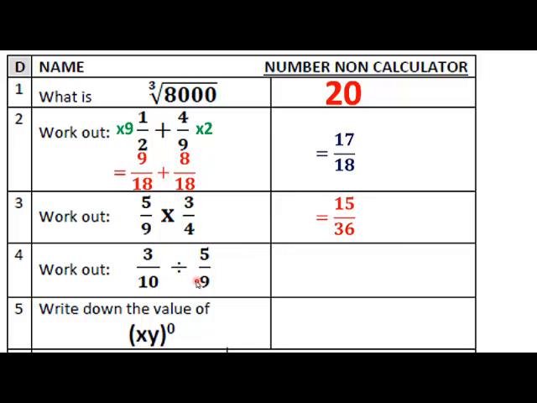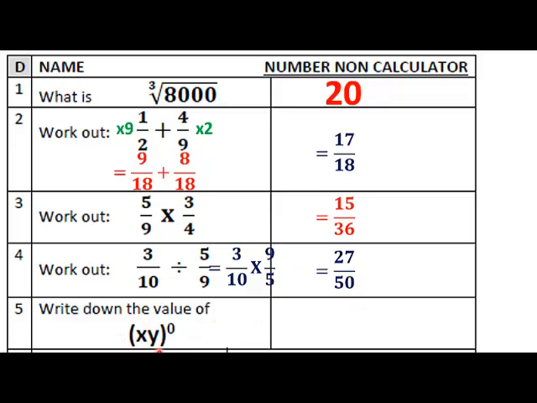When you're dividing, you should know this by now. You change the divide to a times and you flip the second fraction. So that's going to become 3 over 10 times 9 over 5. 9 times 3 is 27. 10 times 5 is 50. That's it. Spot on. Pretty straightforward.